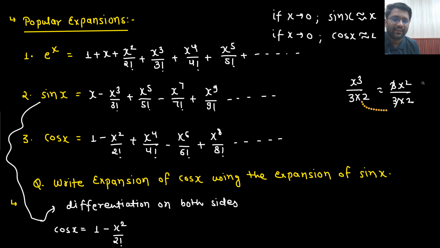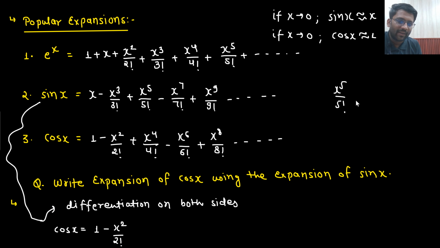What about this? If I differentiate x to the power 5 divided by 5 factorial, I get 5x to the power 4 divided by 5 factorial. 5 factorial could be written as 5 into 4 factorial, 5 into 4 into 3 into 2 into 1. So this is 4 factorial only. So this and this would cancel out. What is the answer we are getting? x to the power 4 divided by 4 factorial.